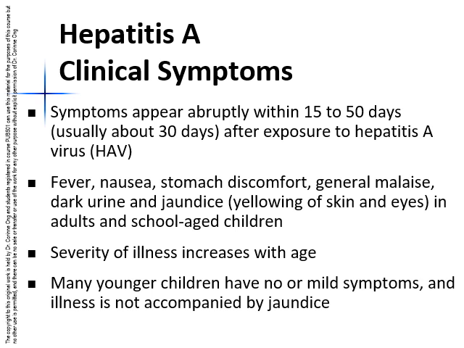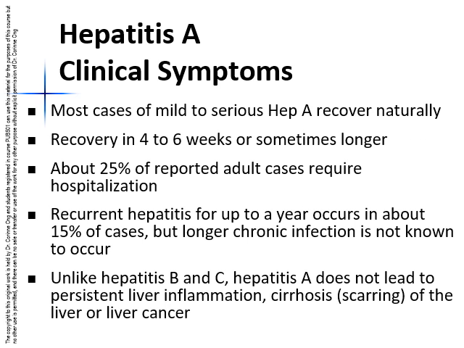The clinical symptoms for hepatitis A appear abruptly, usually around 30 days after exposure. These include fever, nausea, stomach discomfort, general malaise, dark urine, and jaundice, that is the yellowing of skin and eyes, in adults and school-aged children. The illness is usually most severe with increasing age, and many younger children have few symptoms and no jaundice. Most cases of mild to serious hepatitis A recover naturally in just over a month. However, about a quarter of adult cases may need hospital care. Although symptoms can recur for up to a year, in a small number of cases, chronic infection does not occur.